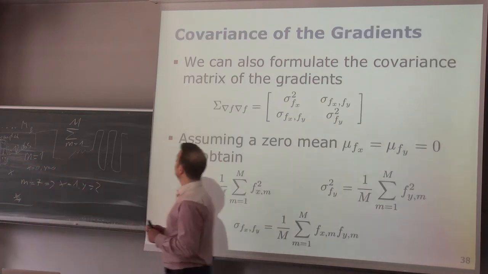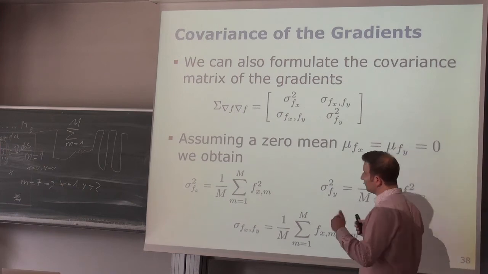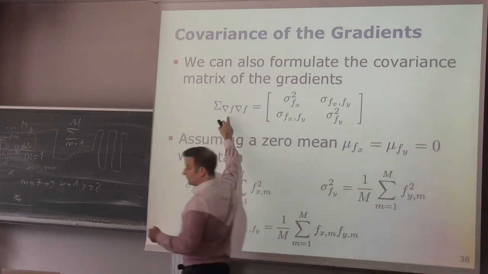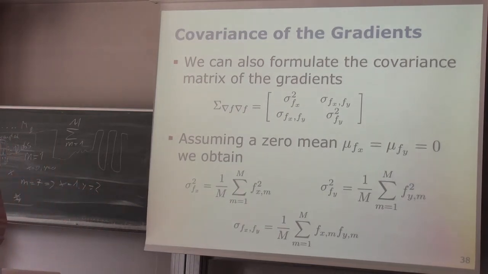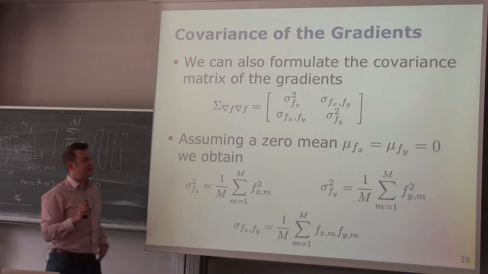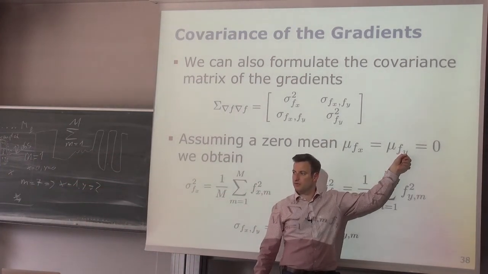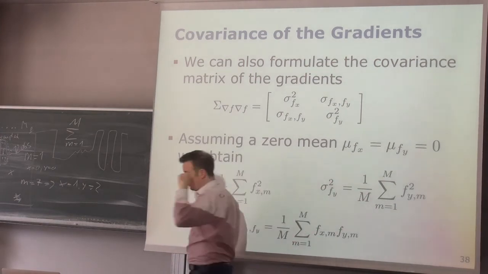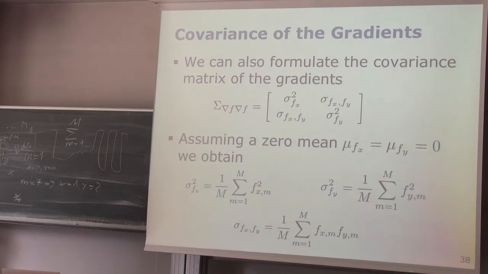Okay, now let's have a look into the covariance matrix of the gradients. So we can, of course, also say for my gradients, I can compute my covariance matrix. And if I now assume that I have a zero mean in the gradient in x and y over my image, which, if you consider the Sobel operator, for example, which if I sum up all the values gave me a 0, that means we typically end up having a zero mean function for the gradient over the image.